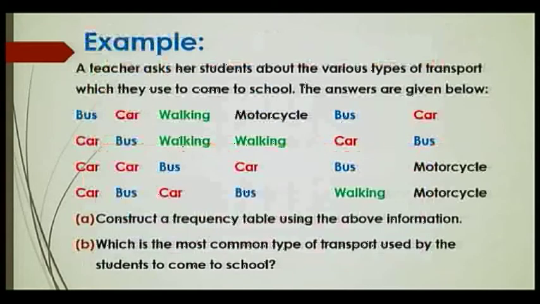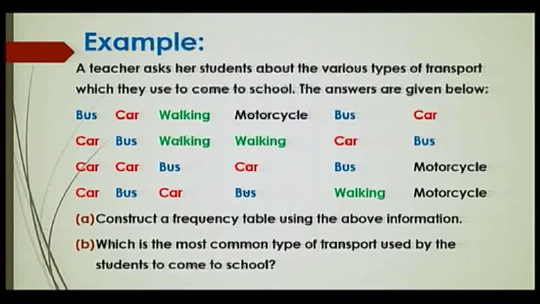We now consider a second example. A teacher asks her students about the various types of transport which they use to come to school. The answers are given below. So here are the different modes of transport that the students use to come to school. So part A, construct a frequency table using the above information. And part B, which is the most common type of transport used by the students to come to school.